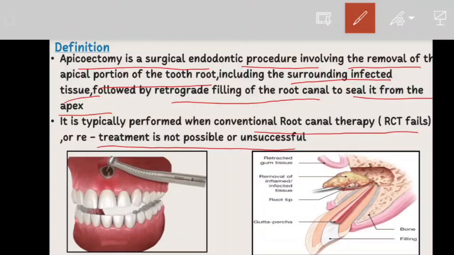In the left image, the surgical instrument is working near the gum, and the access is given near the root tip. In the right image, the gum is reflected, the bone is removed and the infected tissue is cleaned. So this is the removal of the inflamed infected tissue, the root tip is cut and a filling is placed from the apex. Okay, so this diagram shows the complete surgical concept in one picture.